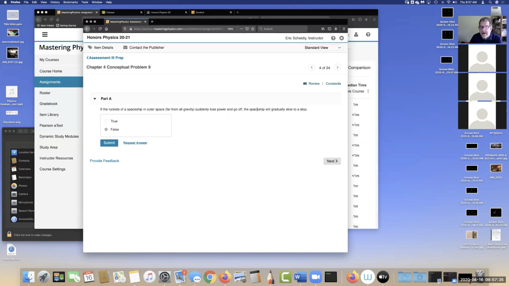The reason why "gradually slow to a stop" is appealing as an answer here is because here on the surface of the Earth, there's viscous drag, there's friction, there's all of these things that can cause an object to slow to a stop. But in space, there's no such thing. And so the thing just keeps on going forever and ever. Okay?